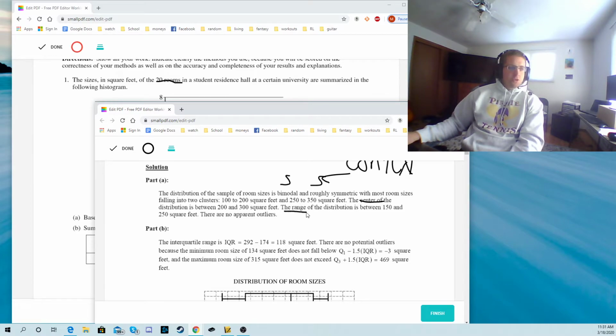The range, so they didn't worry about using any other measure because they didn't give any obvious one. Range is your backup plan. It's the least effective, but it also still works. It's between 150 and 250.